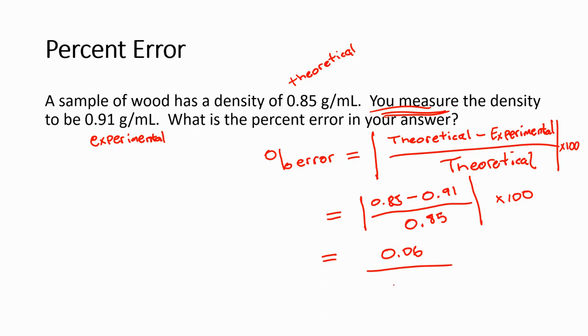And then we're going to divide by 0.85. We'll multiply by 100. And this is going to give us a good estimate of our accuracy. When I multiply this by 100, I get 7%, 7% error. What that means is I'm 7% away from the true value in my measurement.